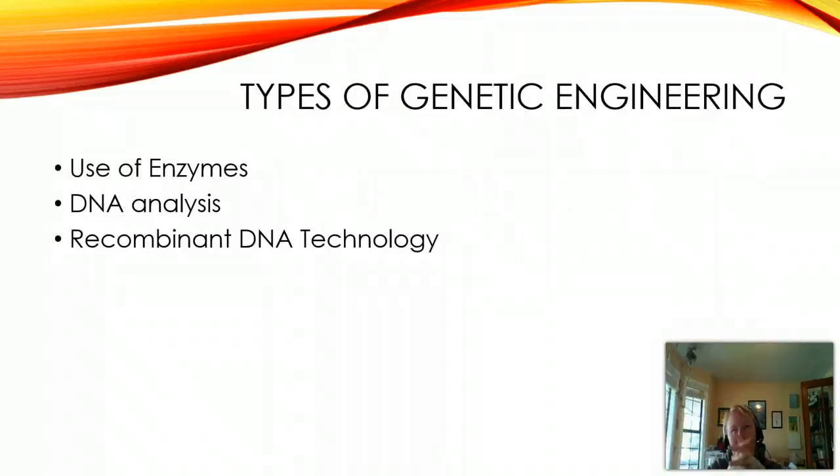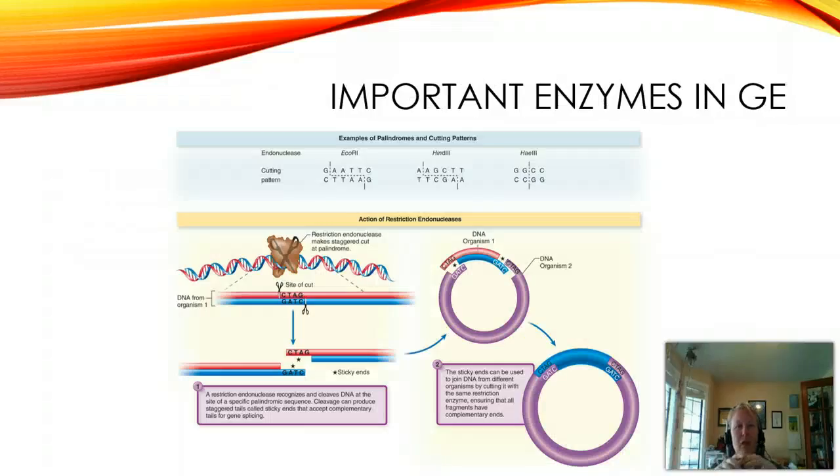So while there's a whole range of genetic engineering out there, being that this is an introductory microbiology class, we're only caring about three types of genetic engineering. This is the use of enzymes, the DNA analysis, and recombinant DNA technology. So those are the only three we're going to worry about here. When you take other classes, you'll learn about all sorts of other techniques, but these are just the three cornerstone techniques that we use in micro. So first of all, important enzymes in genetic engineering.